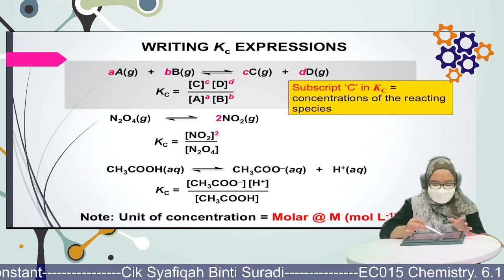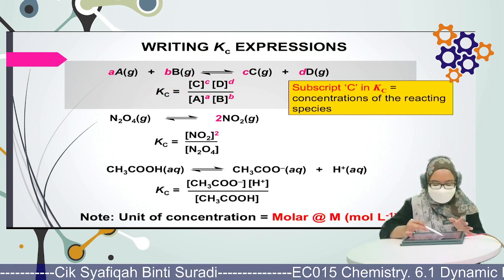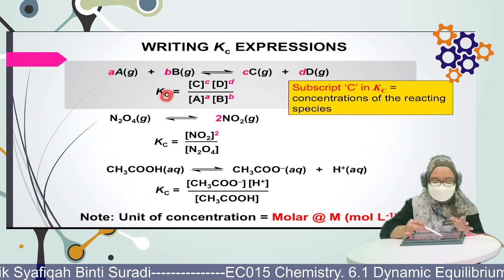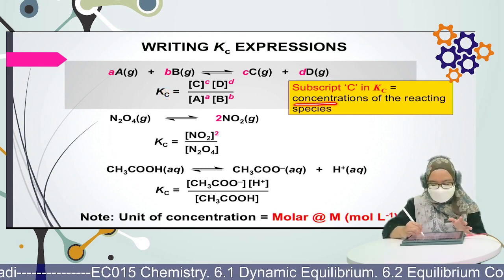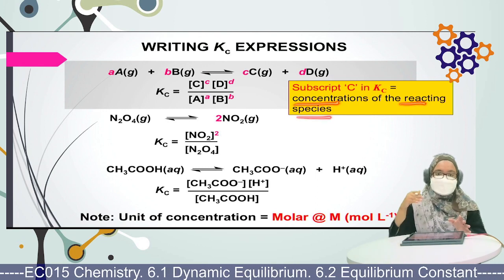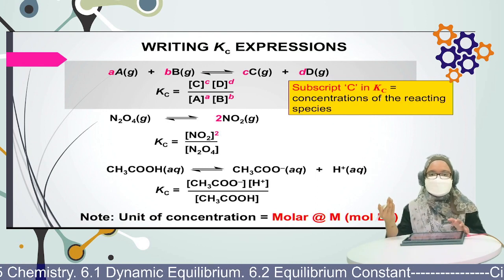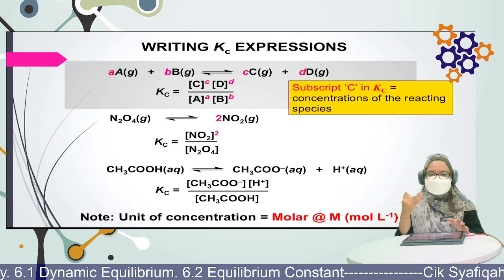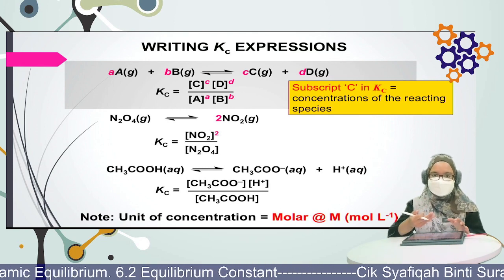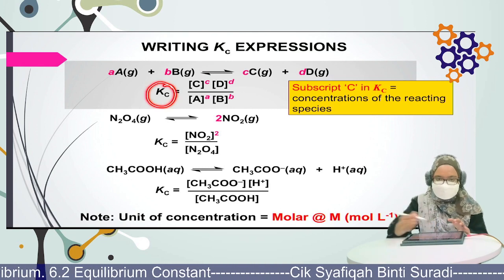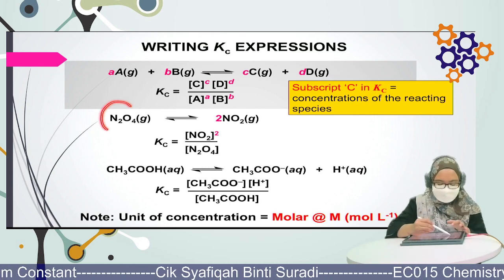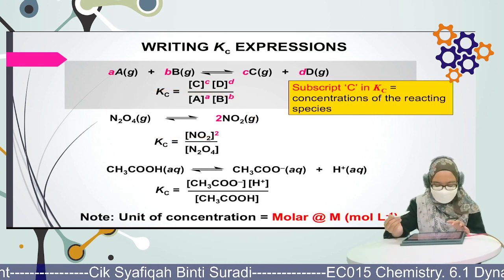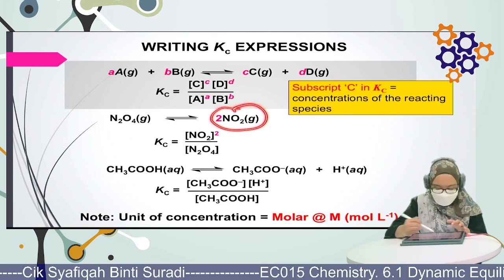Kita punya equilibrium constant expression, kita tulis dalam concentration. So dekat sini kita akan tulis Kc. So, c yang kecil ni, yang dekat bawah equilibrium constant ni, adalah concentration of reacting species. Maksudnya kita nak show yang the equilibrium expression yang kita tulis ni adalah in terms of concentration. That's why kita tulis Kc kat sini. Contoh dekat sini kita ada this reaction N2O4 gas to form 2 mole of NO2 gas.